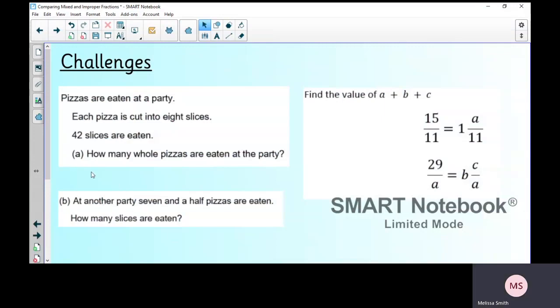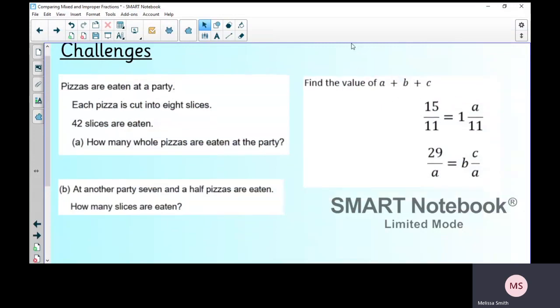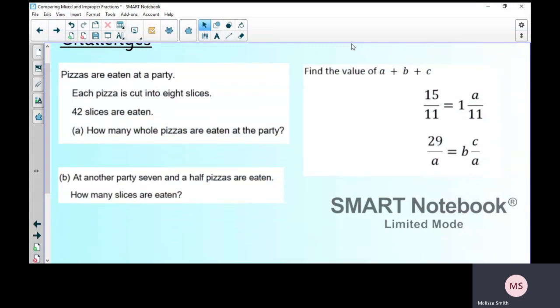This question here, at another party, 7.5 pizzas are eaten. How many slices are eaten? And then here we have a question which is asking you to find the value of A, B, and C. So that means what does it equal when A, B, and C is added together? In order to do that, you need to work out, well, what is the value of A, B, and C? So there's a little bit of algebra there for you to enjoy.